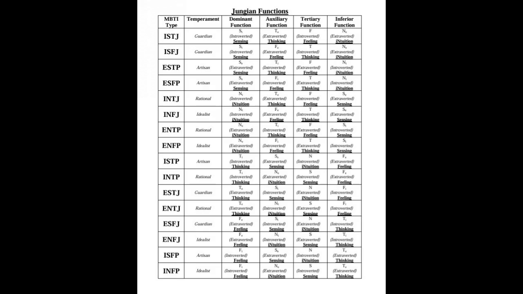Now, shadow functions are a little bit much. We aren't going to get into them here, but to figure out your shadow function stack, your shadow functions are the other functions that are not in your conscious stack. And to determine your shadow functions and their order, just take the stack as you see it on the screen for your type and reverse the introversion and extroversion. Right, so you look at ISTJs, conscious functions, it's SI, TE, FI, and NE. Their shadow stack would be SE, TI, FE, and NI.